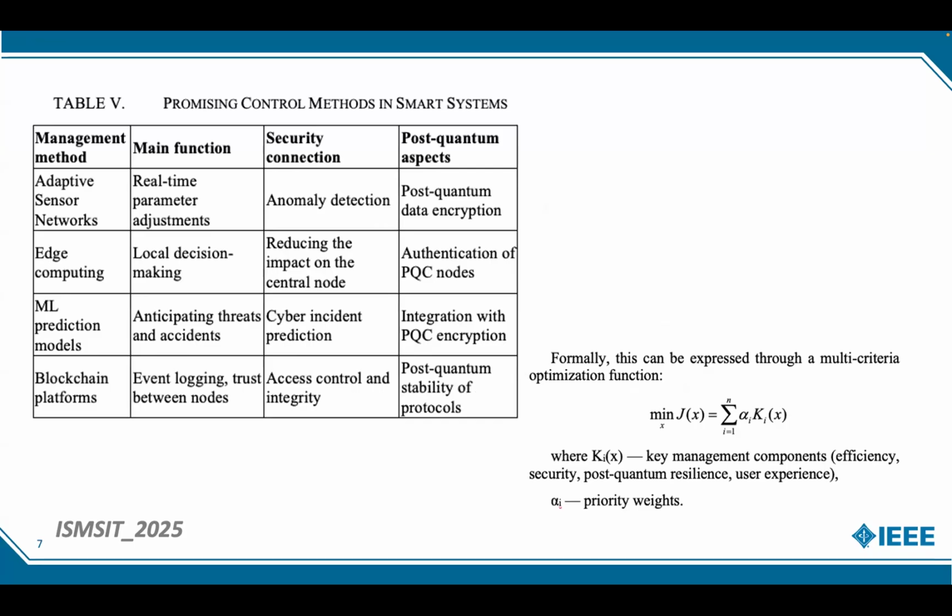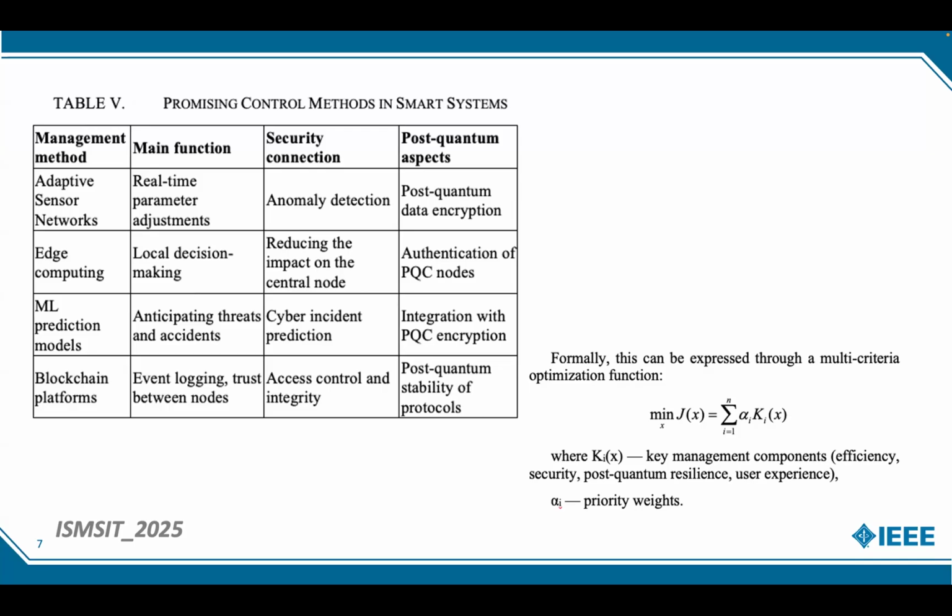Quantum computers can factor large numbers and compute discrete logarithms much faster than classic systems, placing most modern crypto systems at risk. For the management of smart technologies, a key task is to ensure the resilience of communication channels, sensors, and collectors against quantum attacks.